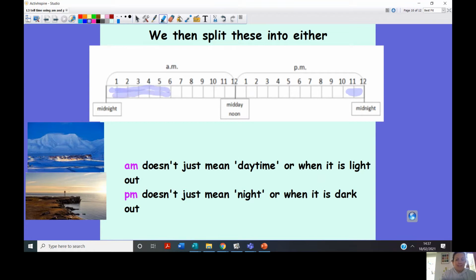I get awoken around 6 o'clock. So that is my nighttime. So I sleep from 10 p.m. and then I wake up at 6 a.m. So I go to sleep and it's PM, and I wake up and it's AM.